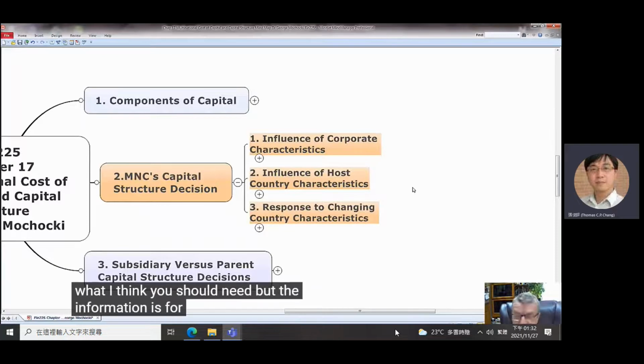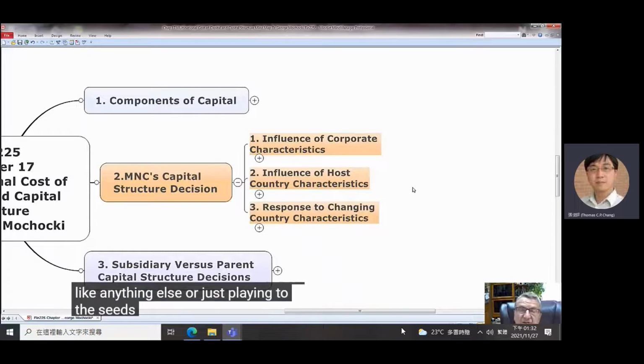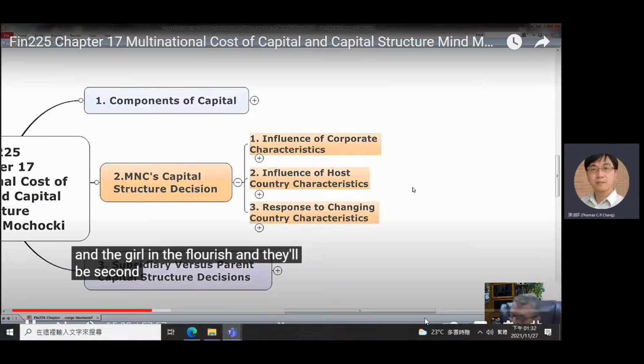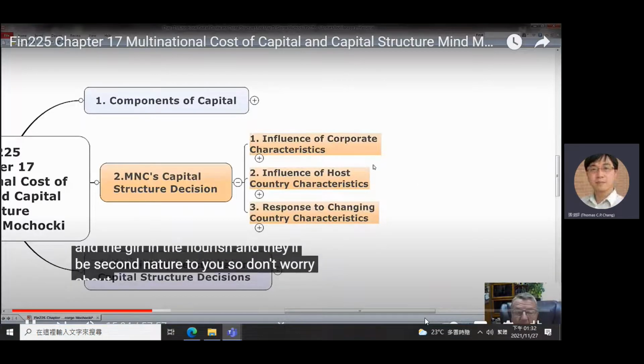For some of you, this will be the only international finance class you have, so at least I touched on it here. Like anything else, I'm just planting the seeds, and over time they'll be watered and they'll grow and flourish, and they'll be second nature to you. So don't worry about that.